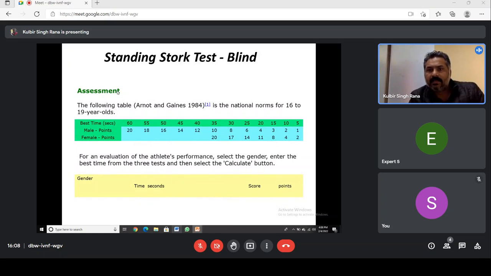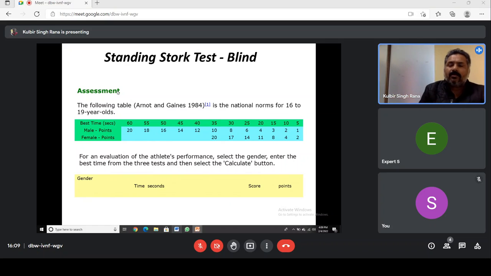What are the normative data we have? In males, the best times will be up to 60 seconds, whereas in females we'll calculate up to 35 seconds. In males, the best score is 20. A score of 16 and above will be an average or good score. But the closer to 20 you are, the better, right?